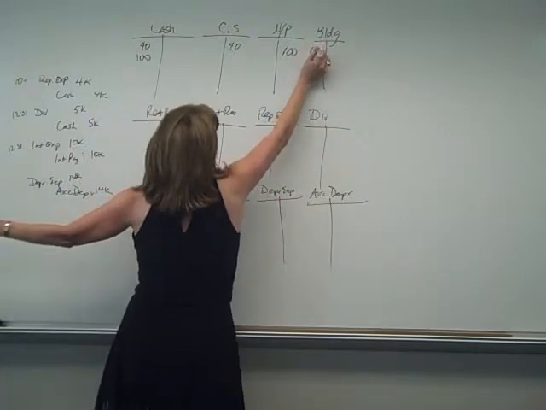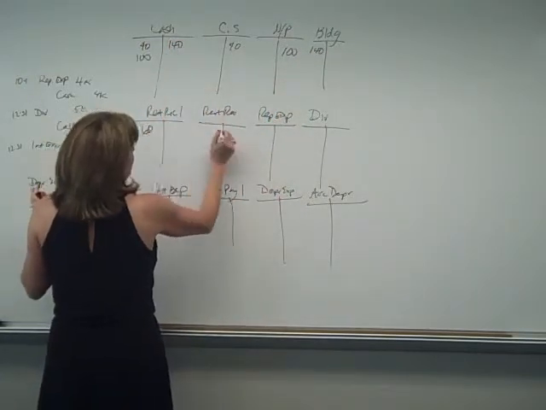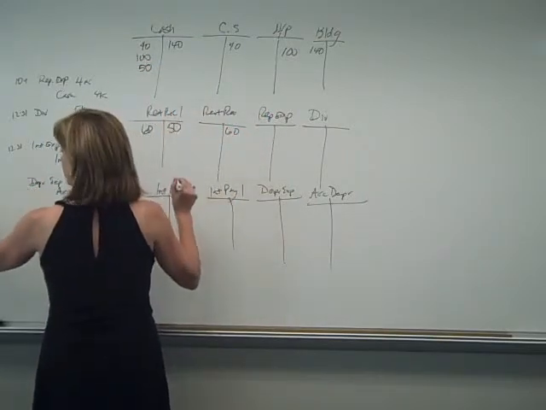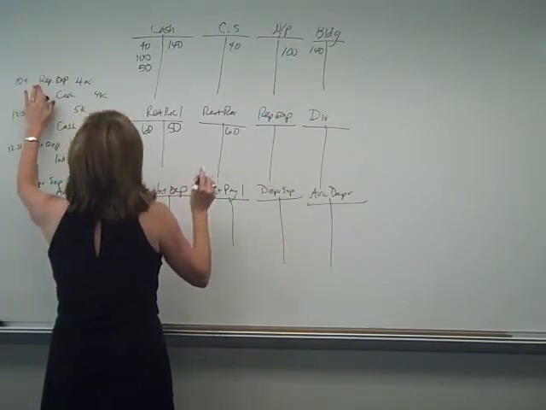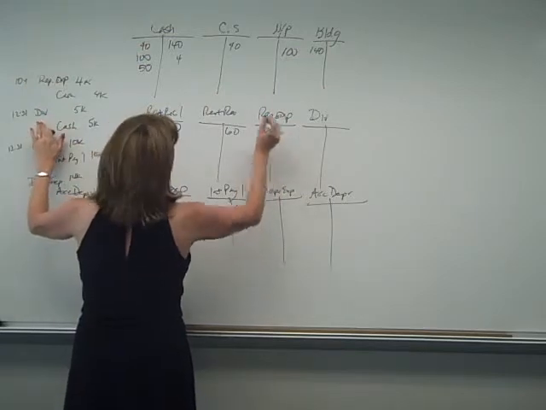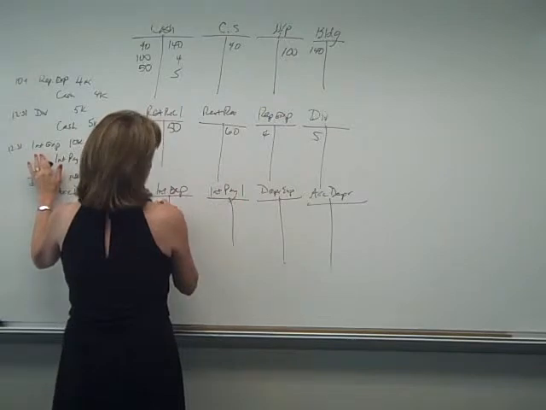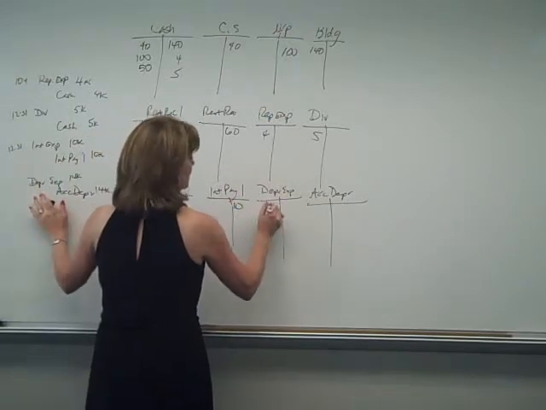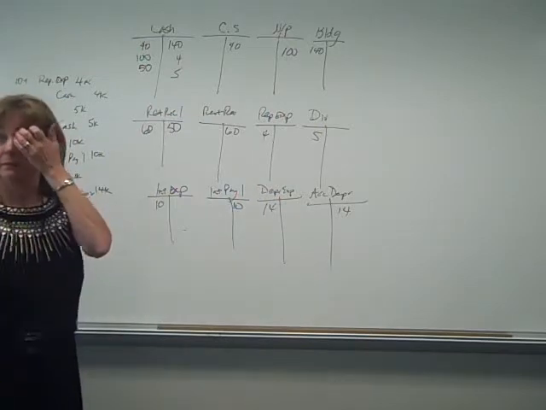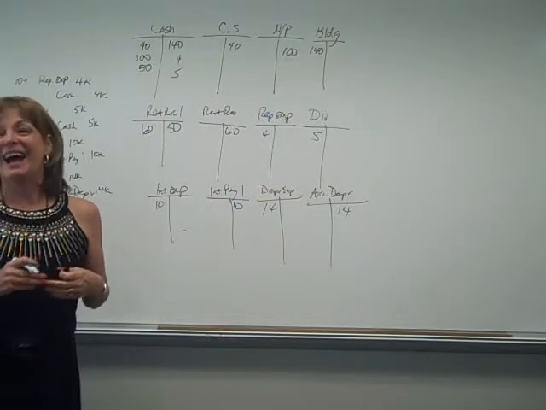Building 140, credit cash, rent receivable 60, 60, cash 50, 50, repair expense 4, 4, dividends 5, 5, interest expense 10, 10, depreciation expense 14, 14. Yes? Can't go that fast. Well, I'll give you a moment.